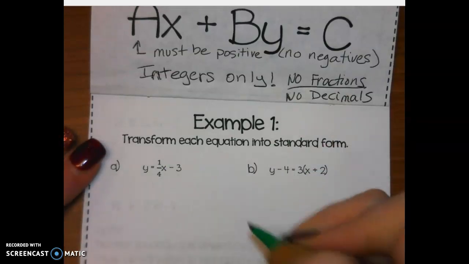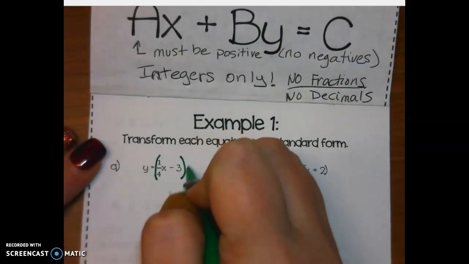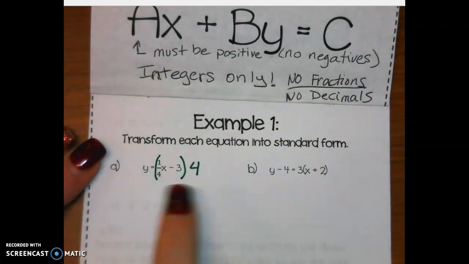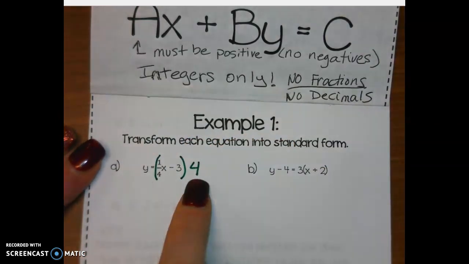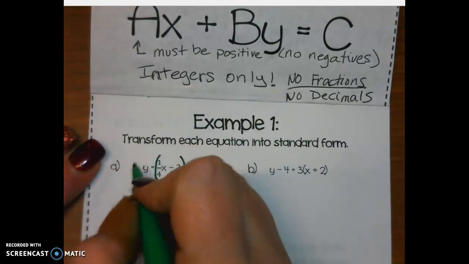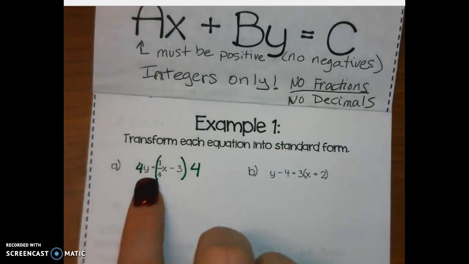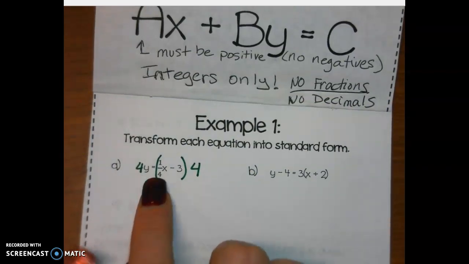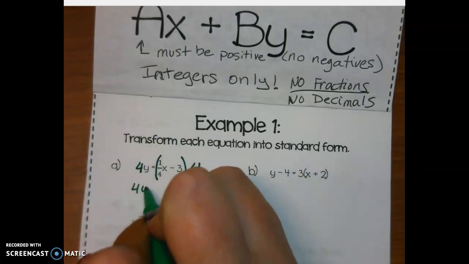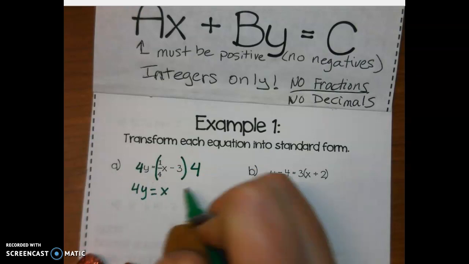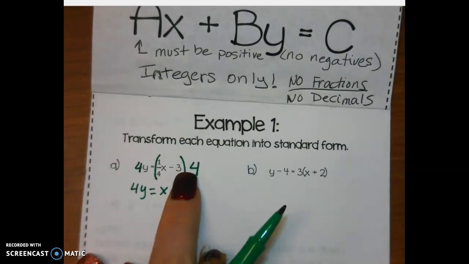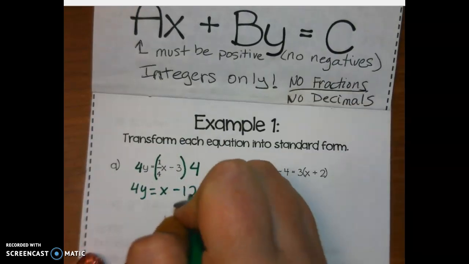So, we're going to get rid of this fraction first. So we're going to take this whole thing times 4. Now if I multiply this side by 4, I have to multiply this side by 4. That's easy. That's just 4y. When I multiply 4 times 1/4, I get 1. So I get 4y equals x. 4 times negative 3 is negative 12.